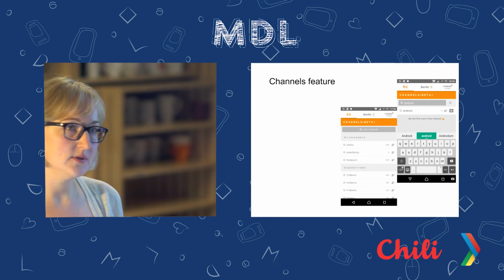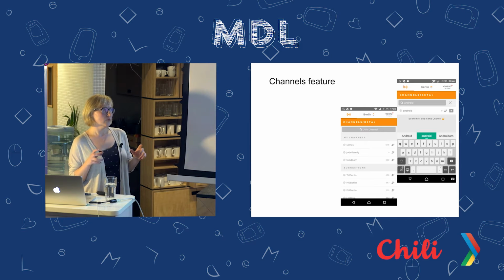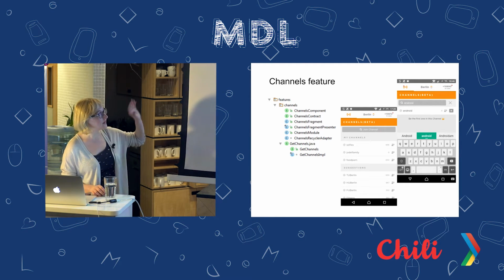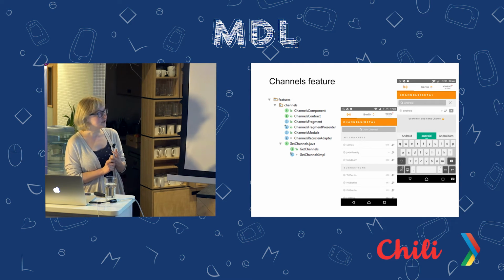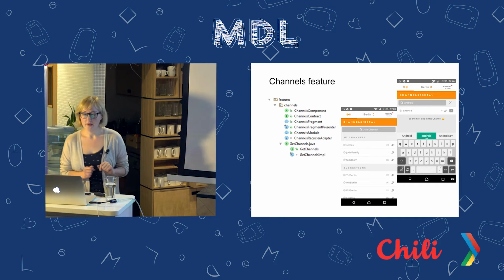There is some small search, so there is some kind of functionality behind it. Previously there was this one channel fragment, and additionally one adapter which was used for these two lists. Now we have this kind of structure. We have the fragment, which is the View, we have the presenter, and we have the model. The model is the last one, get channels.